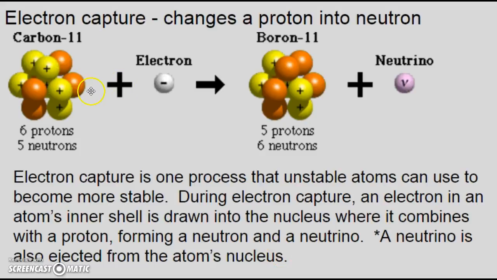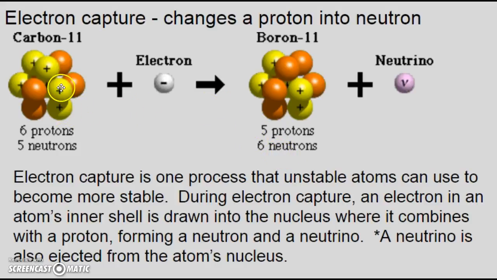But let's look at the picture here. I have carbon 11, 6 protons and 5 neutrons. And in this case, it's going to have this electron capture. It's going to gain an electron. Remember, an electron that's gained here is going to change this proton into a neutron. So now we just added this electron. Now we have 5 protons and 6 neutrons. We just changed the original proton, right?